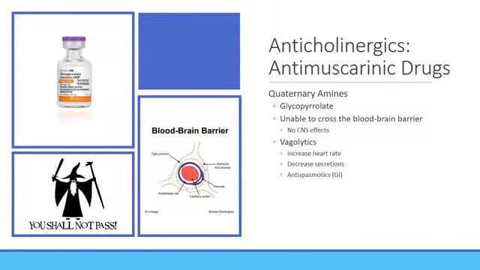Now, the other classification of the amines, we can have a quaternary amine. The typical one here is glycopyrrolate, and because of its structure, it's unable to cross the blood-brain barrier, and so we do not see any central nervous system effects with administration of glycopyrrolate. However, peripherally, it's still going to have similar effects as atropine in the sense that it's going to act as a vagolytic drug. So we're going to see an increase in heart rate and a decrease in secretion and some of the same antispasmodic effects.